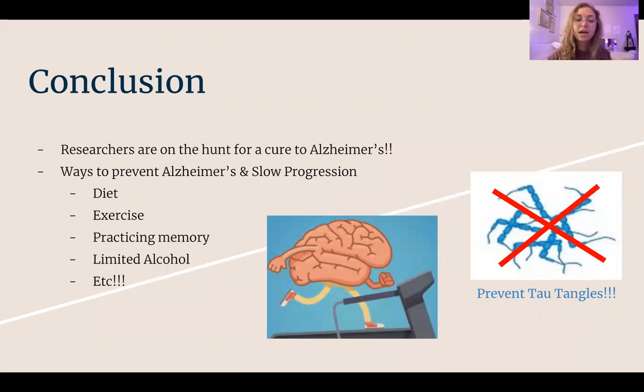So in conclusion, there is still no cure to Alzheimer's, as you probably knew. Researchers say that a Mediterranean diet, exercise, cognition practices, and present but limited alcohol consumption can help you slow the progression of Alzheimer's or prevent it from developing.